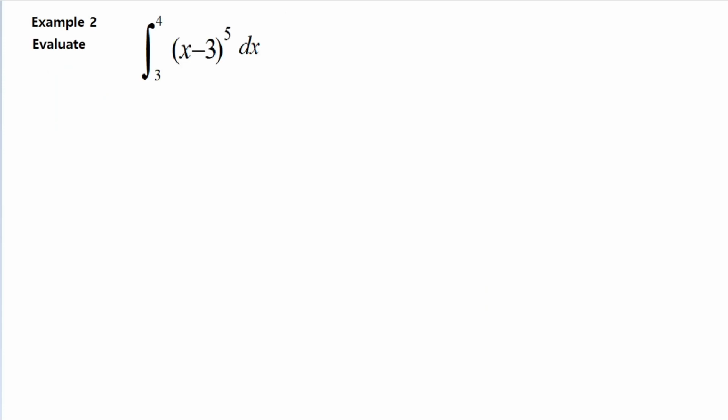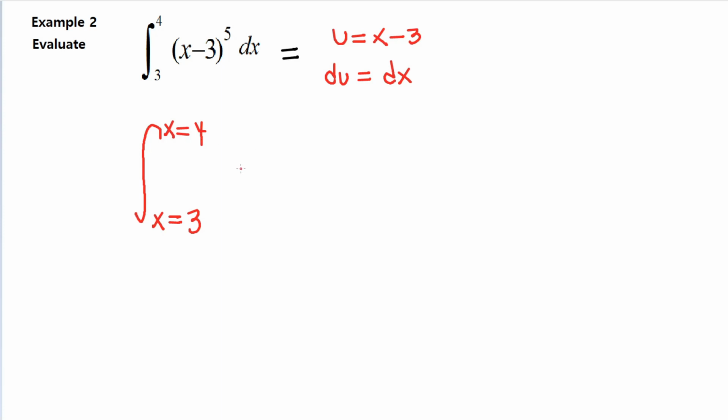Okay, our next example is the integral of x minus 3 to the 5th power from 3 to 4. In order to solve this integral, we need to use u substitution. Our u is equal to x minus 3, and du is equal to dx. So if you substitute u and du for x minus 3 and dx respectively, you should have the integral from x equal to 3 to x equal to 4 of u to the 5th times du.